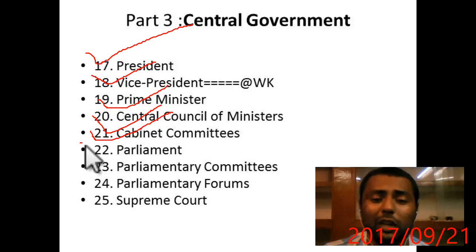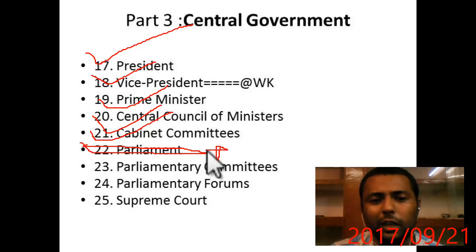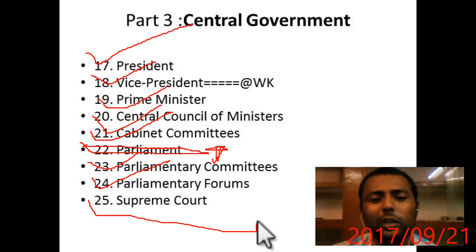You can read the chapter in detail. It is a very important chapter. It is one of the most important chapters. Okay, parliamentary committees, avoid it; parliamentary forums, avoid it; Supreme Court, just went through that; and the writ issuing power.